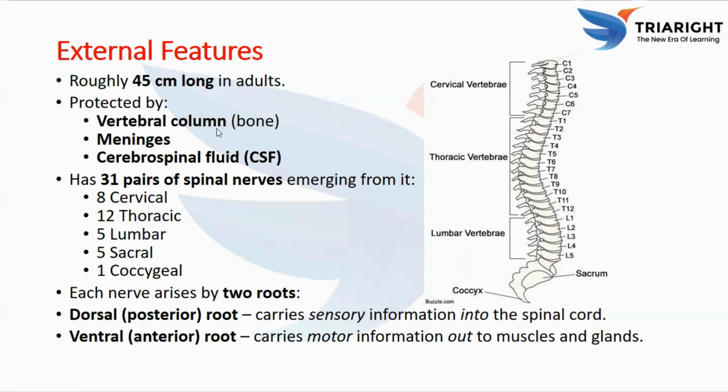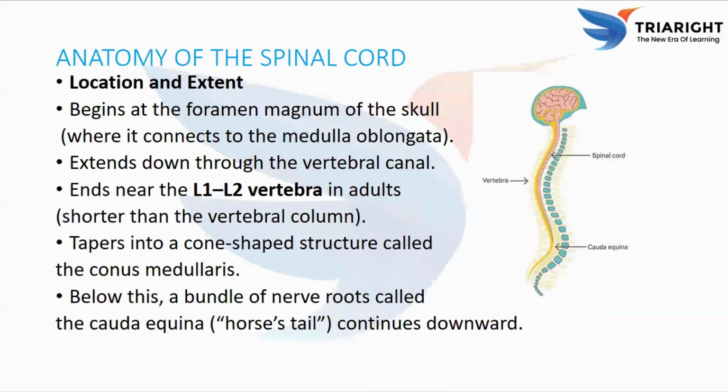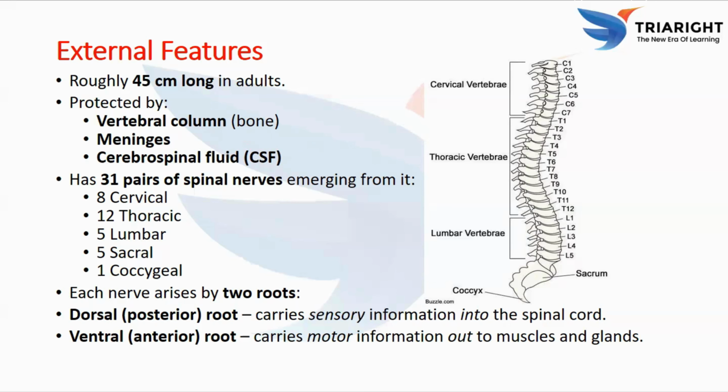So what does this vertebral column do? The spinal cord lies inside the vertebral column or vertebral canal. It is formed by the stacked vertebrae. This bony structure shields it from injury. So meninges, what are meninges? These are three protective layers called dura mater, arachnoid mater and pia mater. These cover the spinal cord. As I showed you in the previous slide, these are the three protective layers which protect the spinal cord.